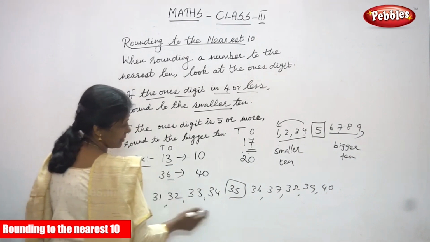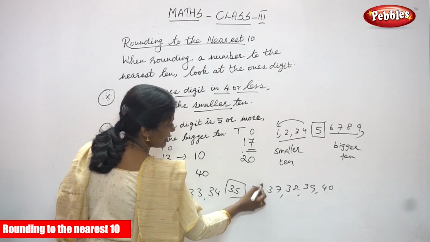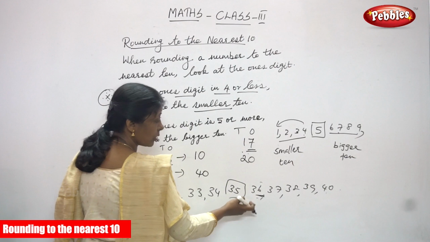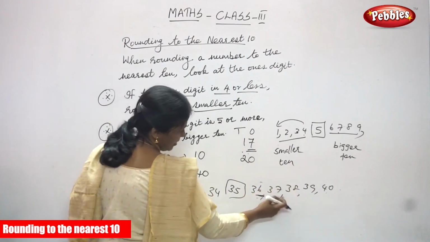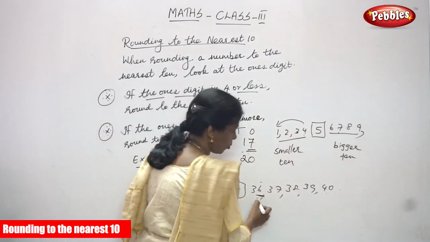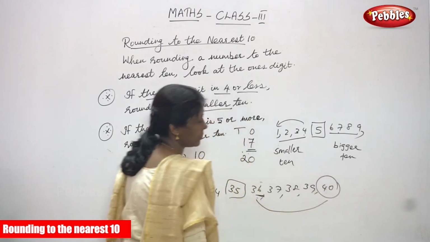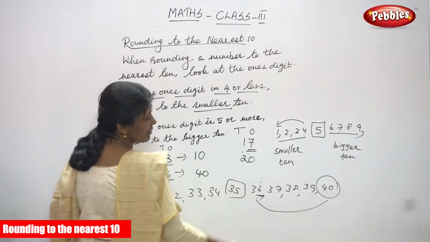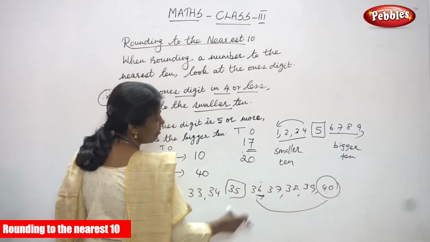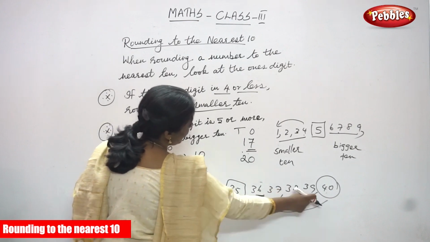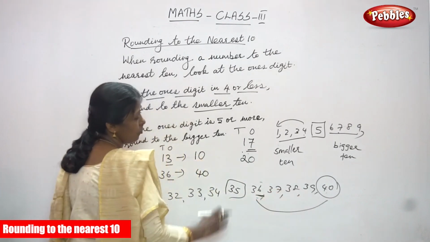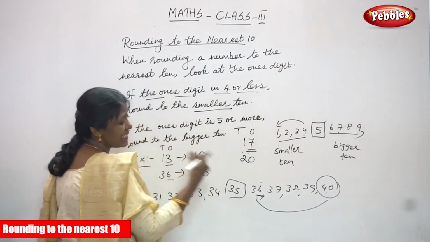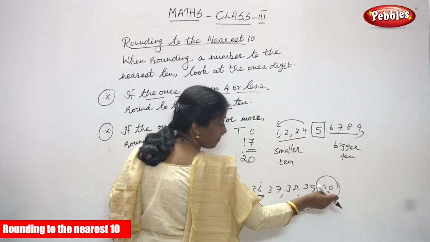What is the number? 36. Look at the ones digit 6. This 6 is 5 or more than 5. So we have to round to the nearest 10, the bigger 10, not the smaller 10. So the answer is 40. So 5 or more than 5 means we have to round to the nearest, the bigger 10.